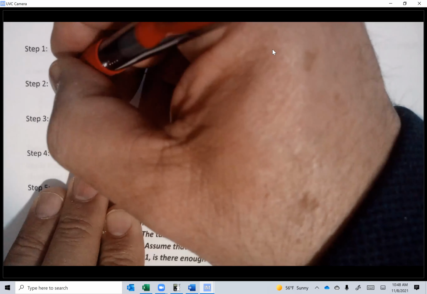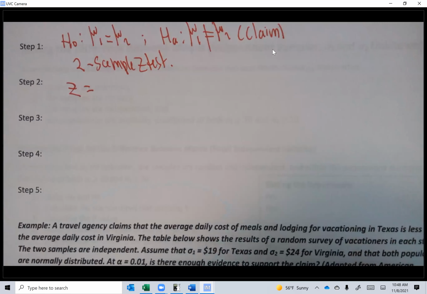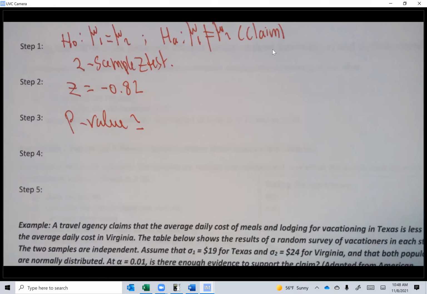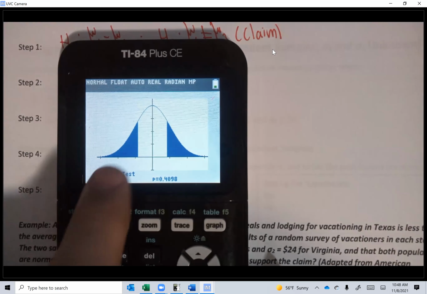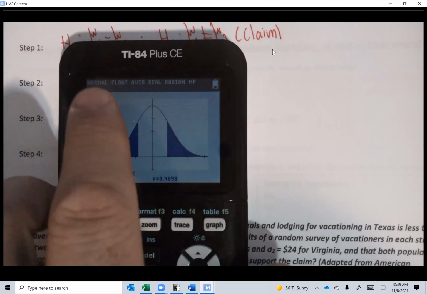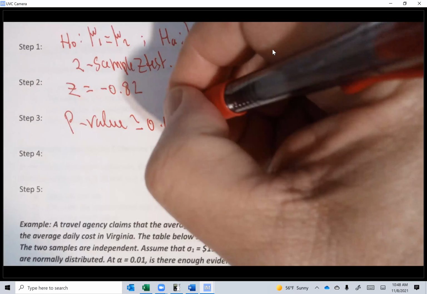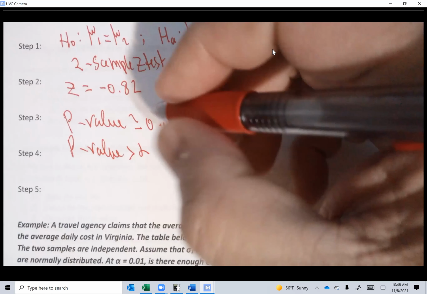Okay, we got Z. I don't remember what it was. Negative 0.82. And we got the p-value, which is 0.4098. So guys, if you ask me how much is this blue, half of 0.4098, and this is the other half. That's the p-value. Definitely, regardless of what alpha is, that's big. Greater than alpha, fail to reject H0.